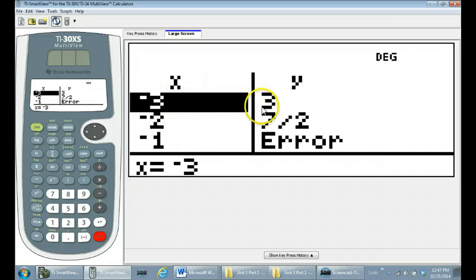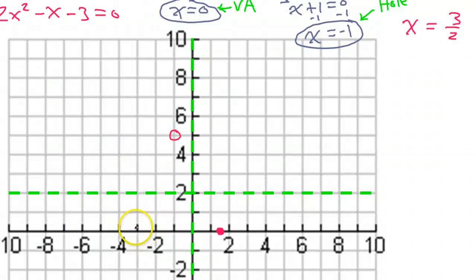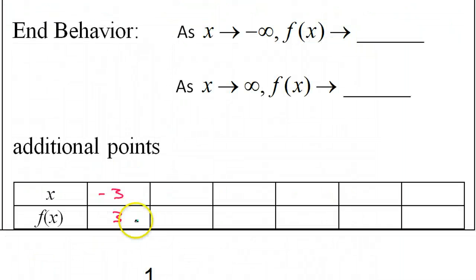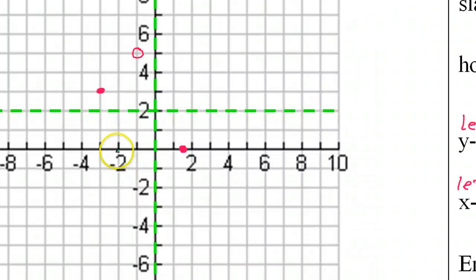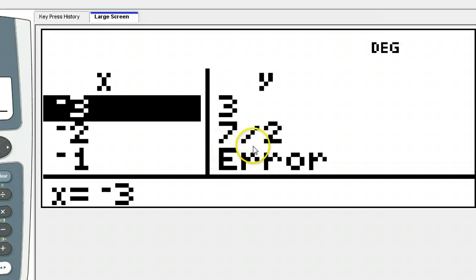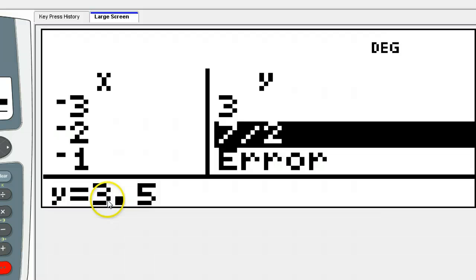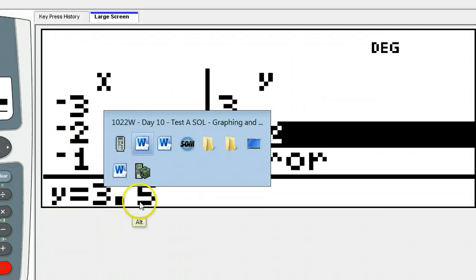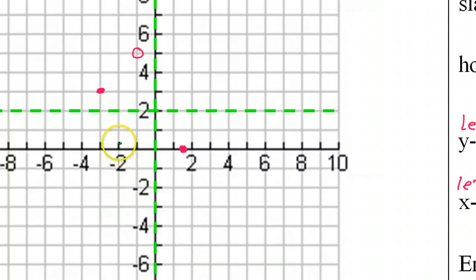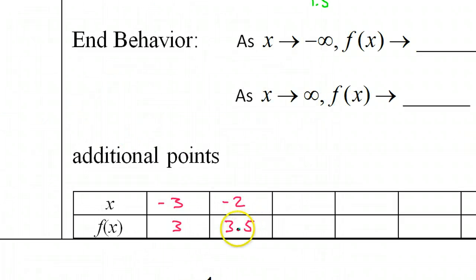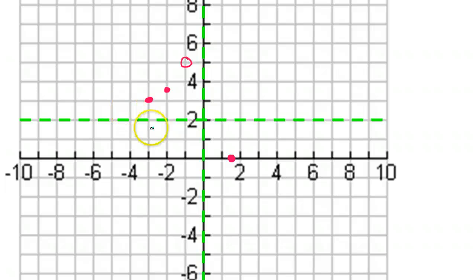So at -3, we're at 3. So that's -3, 3, which would be right here. Recorded on the table as well. How about -2? At -2, we're at 7/2. That's 3.5. So -2, 3.5. Record that on the table as well. That gives us 3 values on the left.